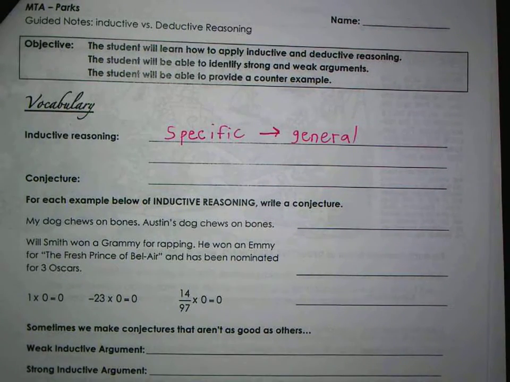Reasoning. A female student, 2 female students, 3 female students, 4 or 5, all 7 students in this room are females. Those are very specific things. And then from there, in my reasoning, I'm going to go to something a little more general. I conclude that everyone in this block is female. Is that true or false? I don't think we have any males in this class, do we? So that would be an example of inductive reasoning, going from something very specific to something more general.